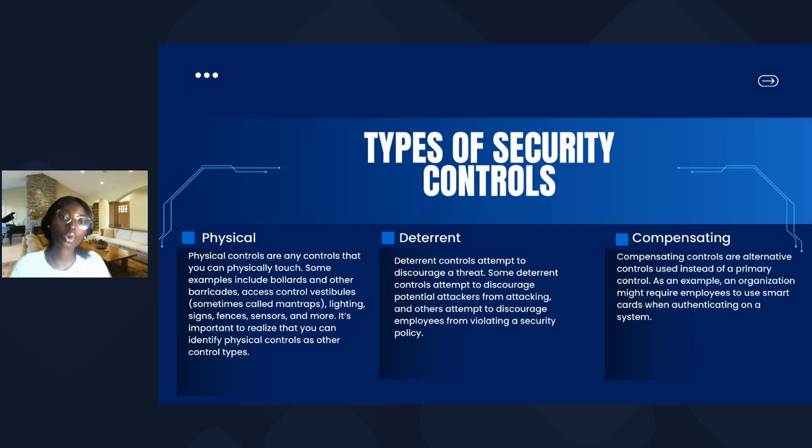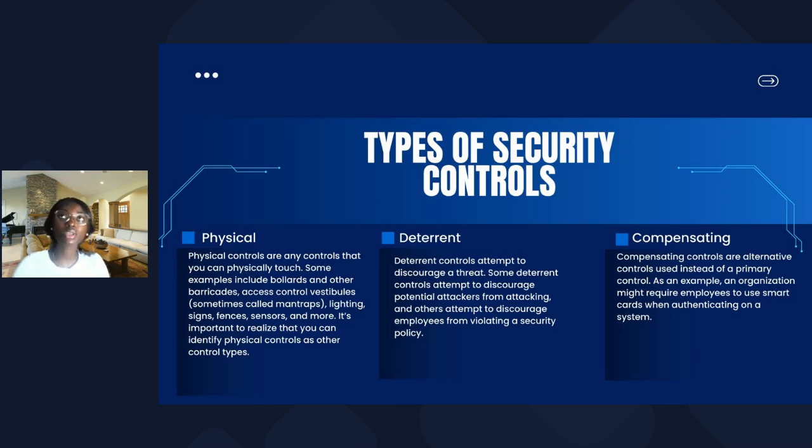Another security control is the deterrent control, and the attempt is to actually discourage a threat, right? You can have some type of deterrent control. They might feel more like a physical control, or they might feel more like a technical control, right? Let's say, for example, the example we use for security guards.